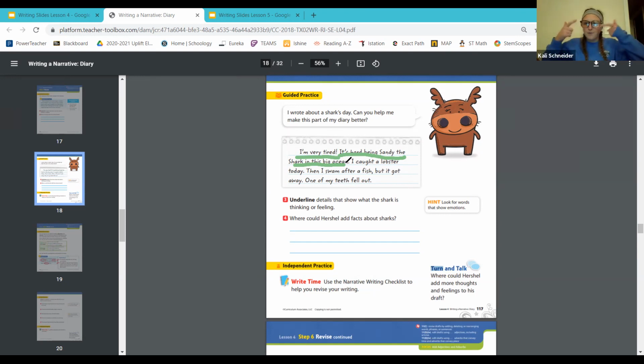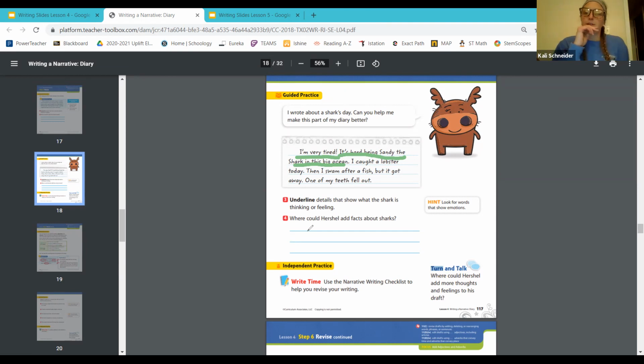All right. So now that we've got our brains going about more facts that he could include, I want us to brainstorm to write for number 4. Where could Herschel add facts about sharks? Where could he add more facts about sharks?